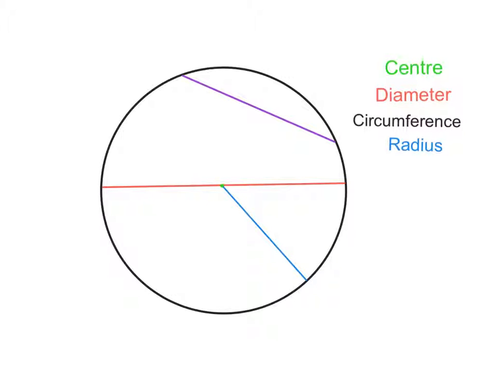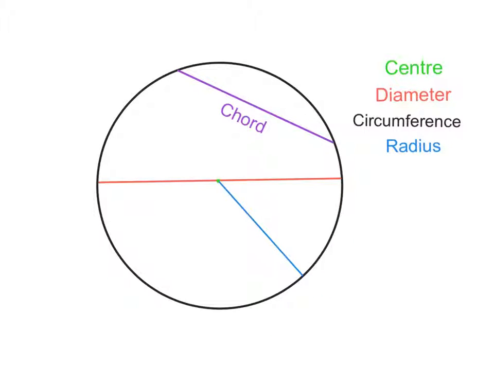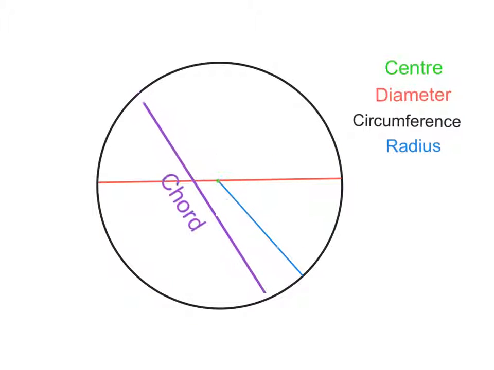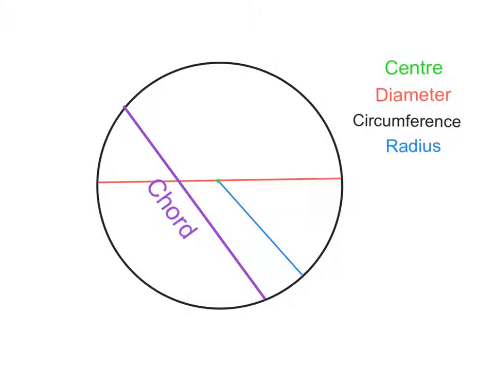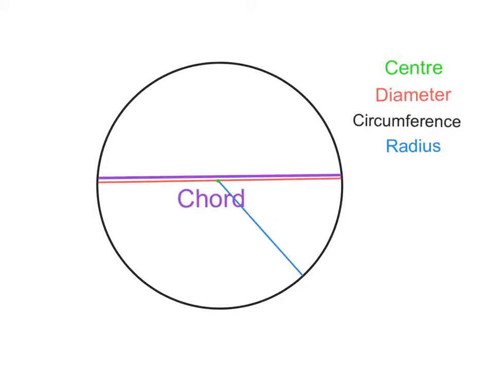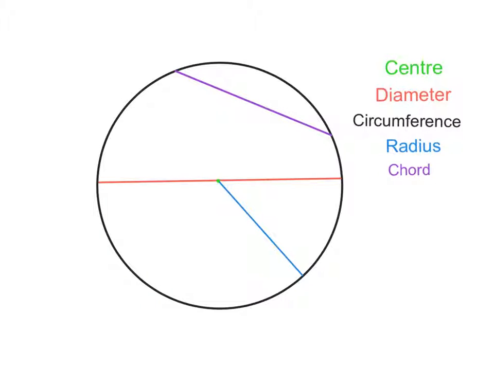This purple line is called a chord. A chord goes from one part of the circumference to the other at any time. You may also know or notice that a chord, or rather the diameter, is a special type of chord. An arc is the shape that part of the circumference describes.